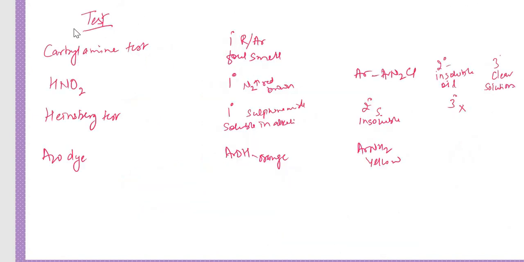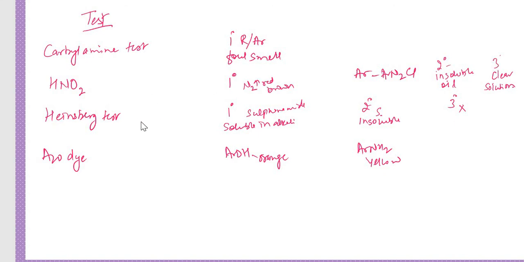So let's see the tests of this chapter. We have done the carbylamine test, which is given by primary aliphatic or aromatic amines, and the observation is a foul smell. You need to know the reactions also for these. Then we have the HNO2 test, where we get nitrogen gas when it's a primary amine. We get benzene diazonium chloride when it is an aromatic amine. We get an insoluble oil when it's a secondary amine. And we get a clear solution when it's a tertiary amine.